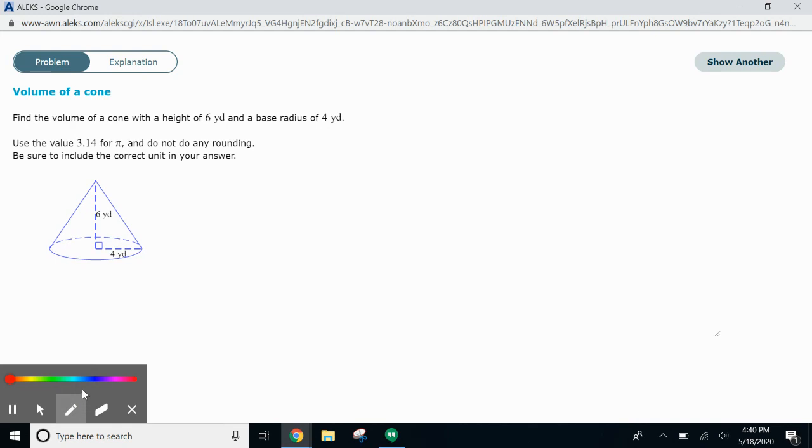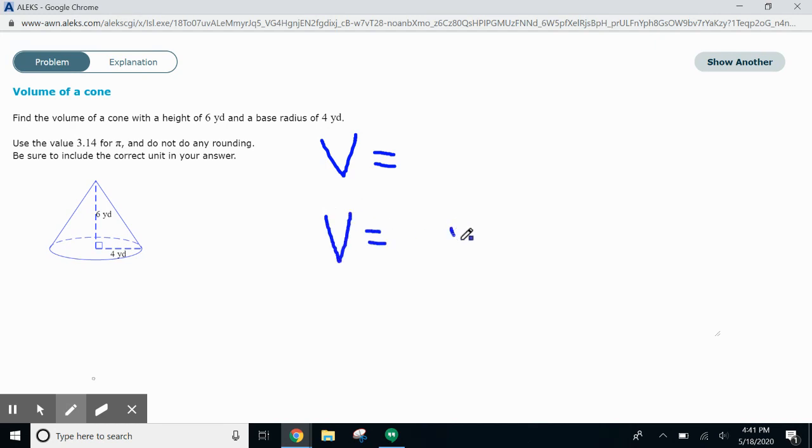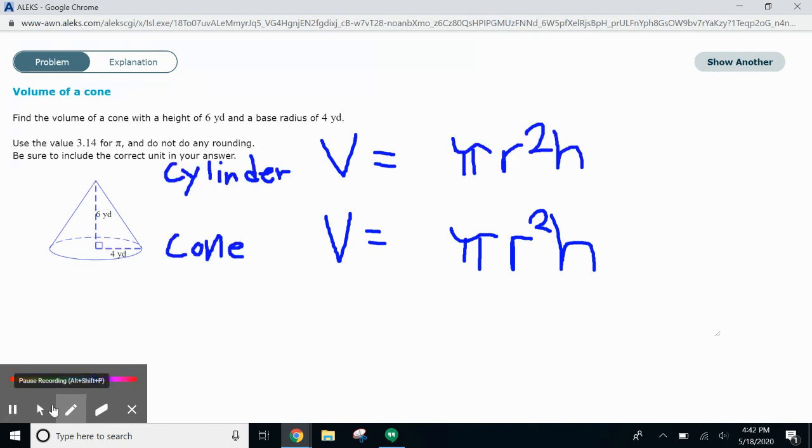But what's nice about cones is that they actually have the same volume formula as a cylinder, but with one small detail. So they both have pi r squared h, which is just like the same things we were looking for from our cylinder. So I just paused it while I wrote these. This is the volume for a cylinder. This is the volume for a cone, but we're going to add one thing, and it's going to add this fraction at the beginning, 1/3.